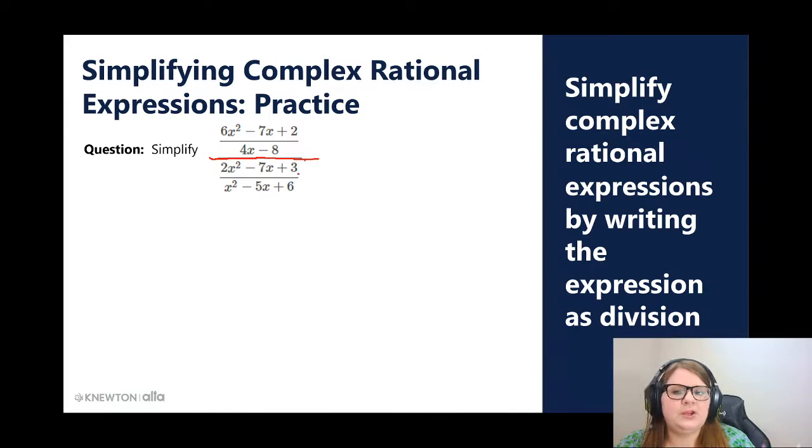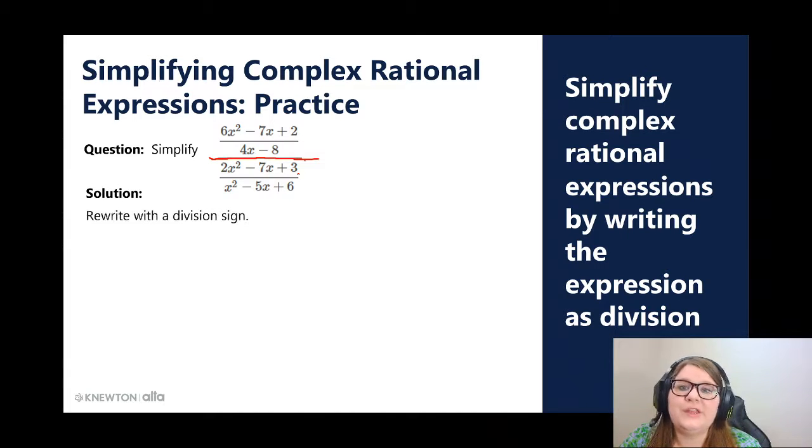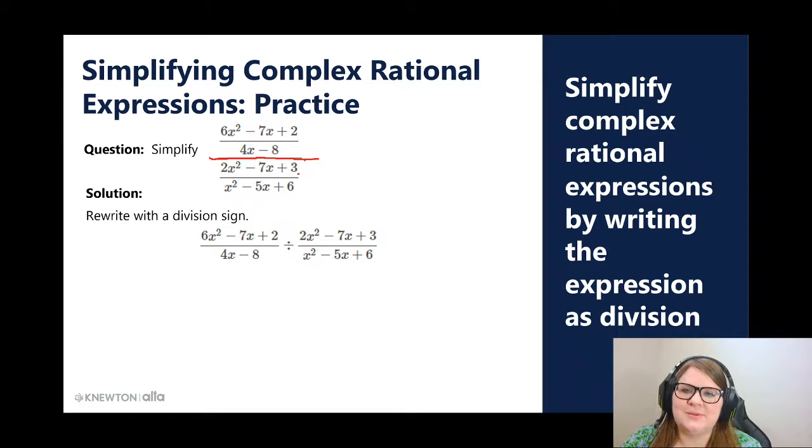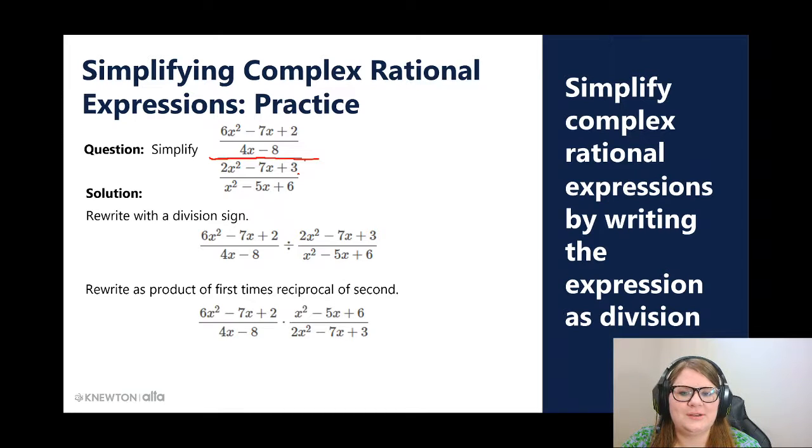So look at the numerator, what's above that red line. It is a single fraction. Yay! The second fraction, the bottom, is also a single fraction already. Yay! That means I can go straight into rewriting this with the division sign. And once I've written it with the division sign, I can then keep the first fraction, change to multiplication, and flip the second fraction. Now it's just a multiplication problem, all right?